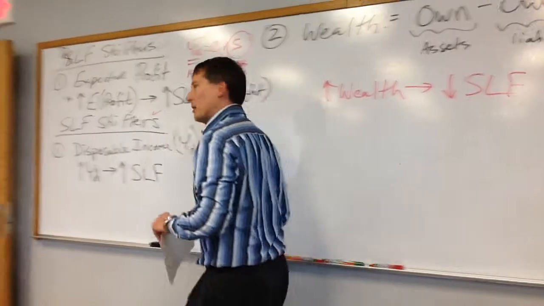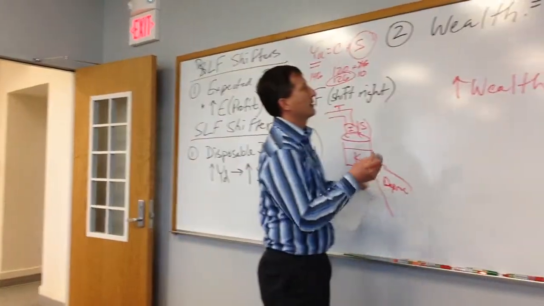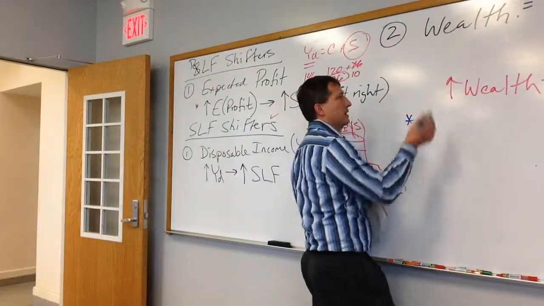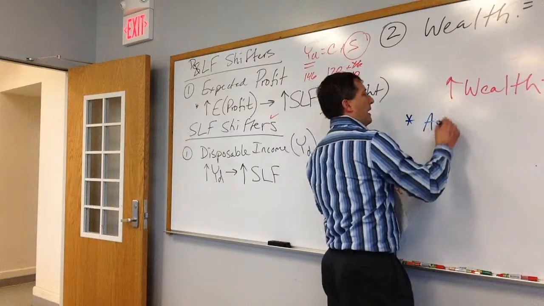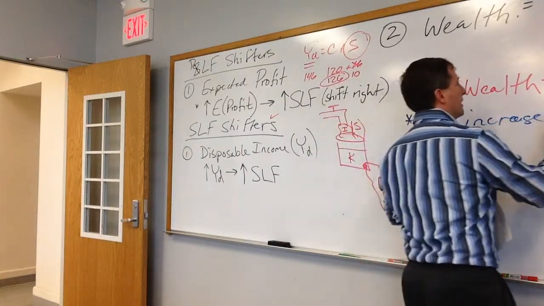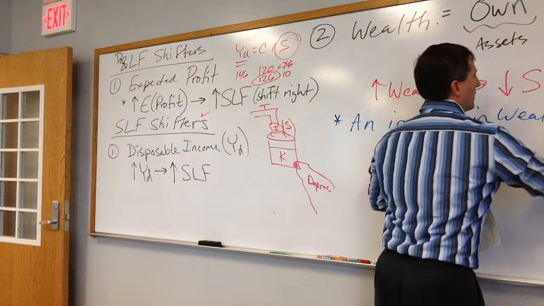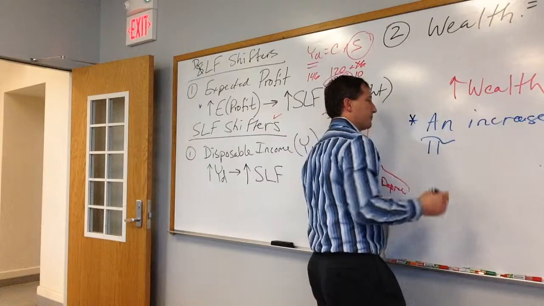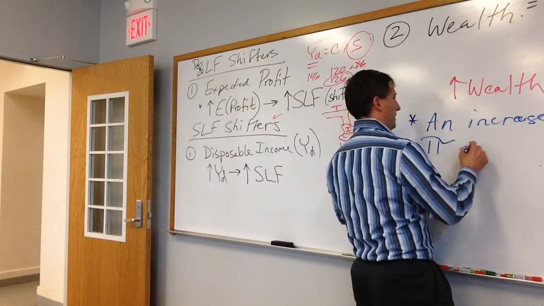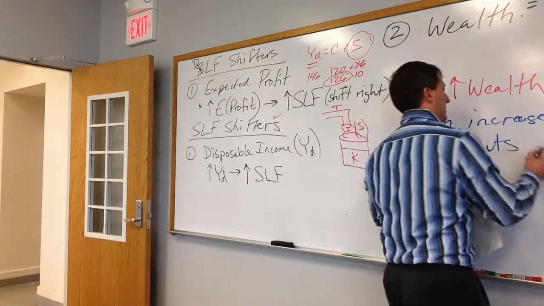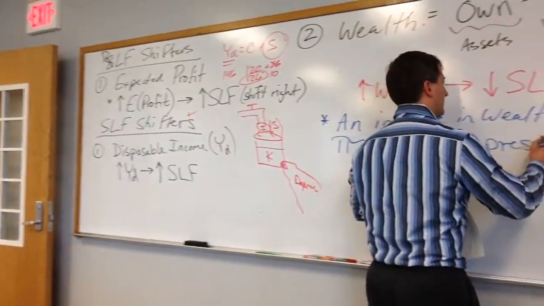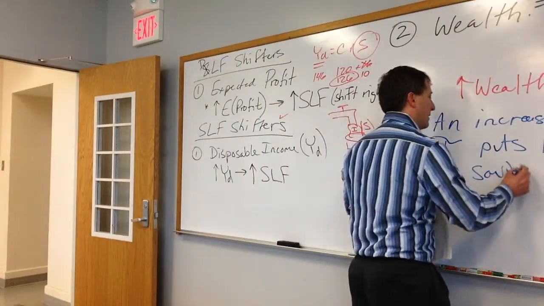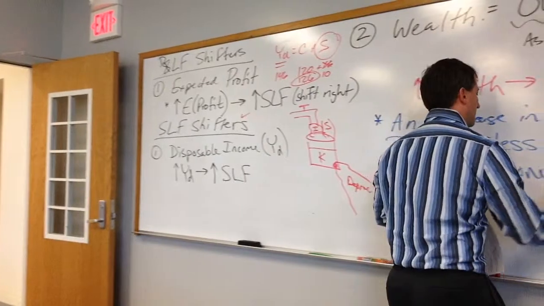Oh, I wanted to write that down a little bit. Not leave you completely hanging. So, increase in wealth, decrease in savings. An increase in wealth through inflation puts less pressure on saving money from each paycheck.